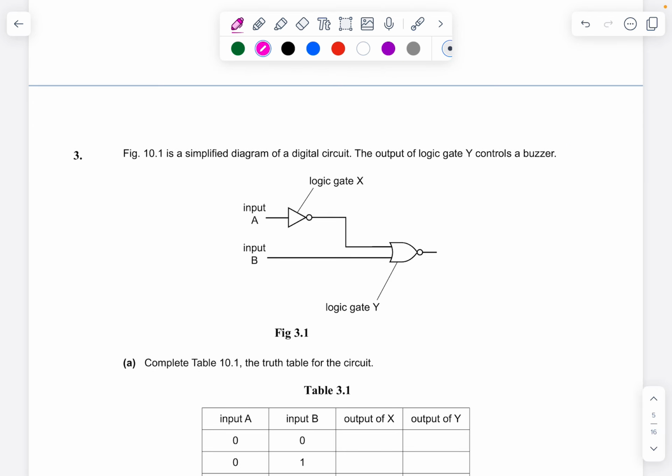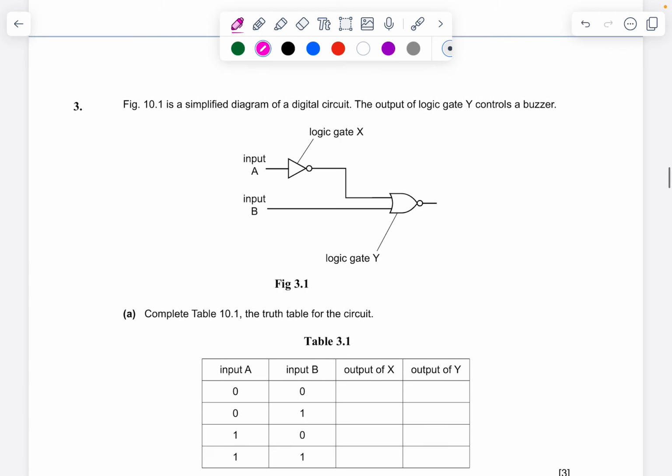Now coming to question number 3. This figure is a simplified diagram of a digital circuit. The output of a logic gate Y controls the buzzer. The input A goes to logic gate X, and input B goes to logic gate Y. Now we can clearly see that this is a NOT gate and this is a NOR gate. So the first one is a NOT gate and the second one is a NOR gate.